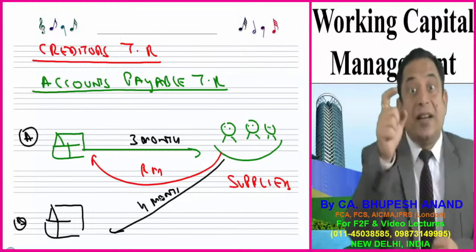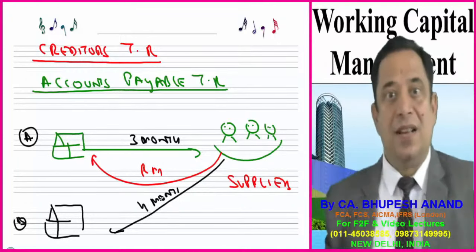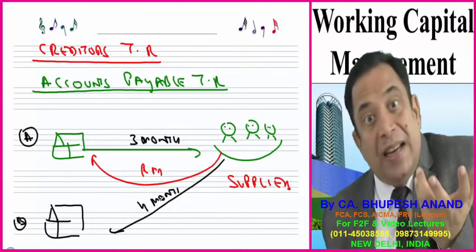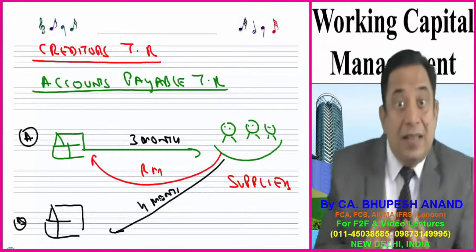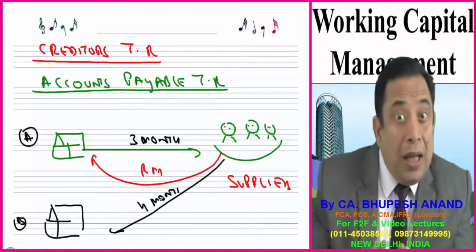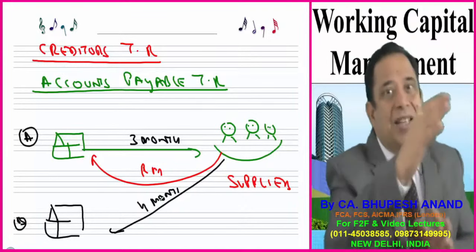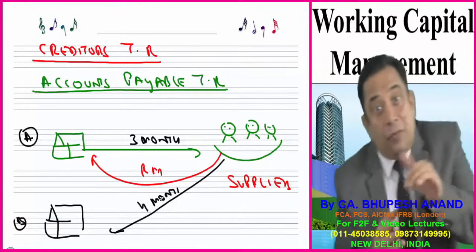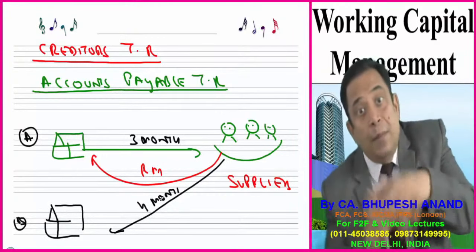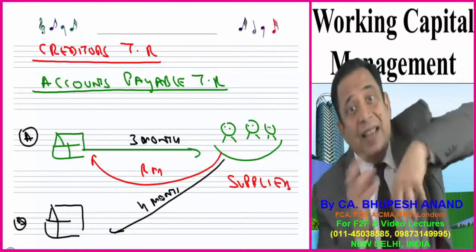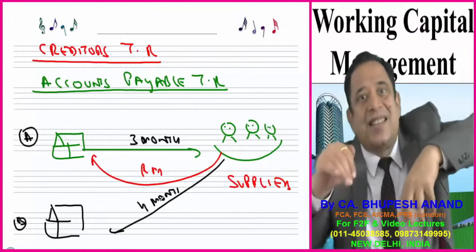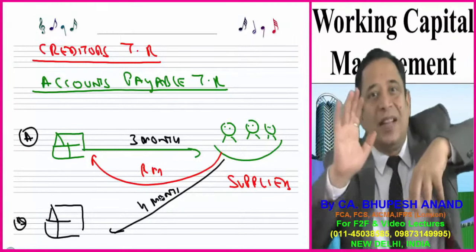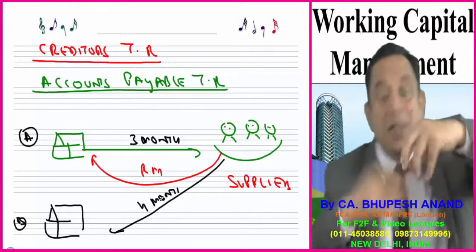That is a total credit period of 4 months from the suppliers. And entity A is only getting a credit period of 3 months. It means that suppliers have more trust in firm B as compared to A. And if I see from firm B's point of view, firm B is utilizing suppliers' cash for 4 months. It means they are delaying the payment. It means it is better.